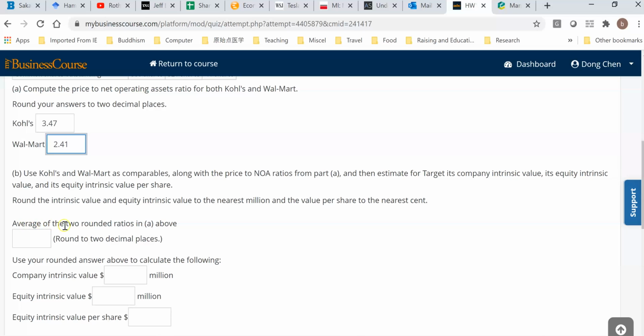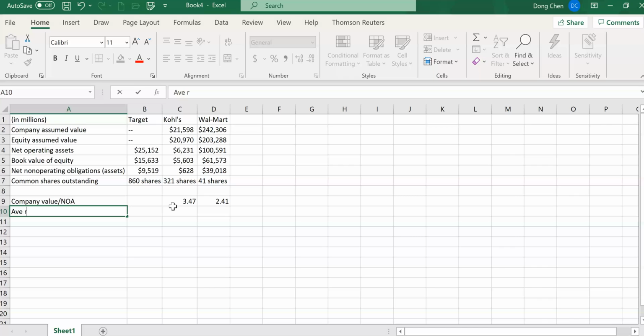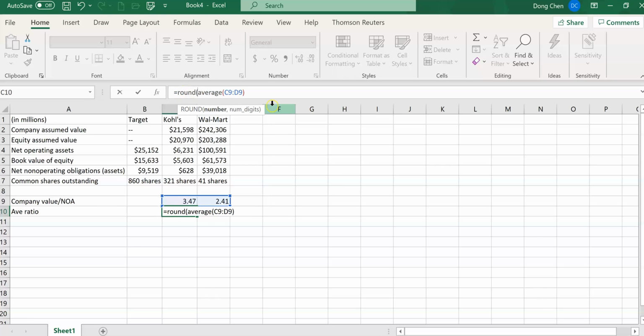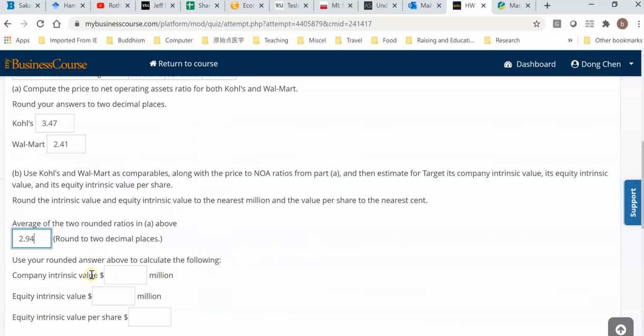The first part is the average of the two rounded ratios from above, rounded to two decimal places. This part is relatively simple. We just take the average of these two numbers. Again, I can use a round function to round this to two decimal places as required. Even though in this case I actually don't need to, because even without rounding, the average of these two numbers is precisely 2.94. So you can just copy this number back here and use the rounded answer above to calculate the following company intrinsic value.